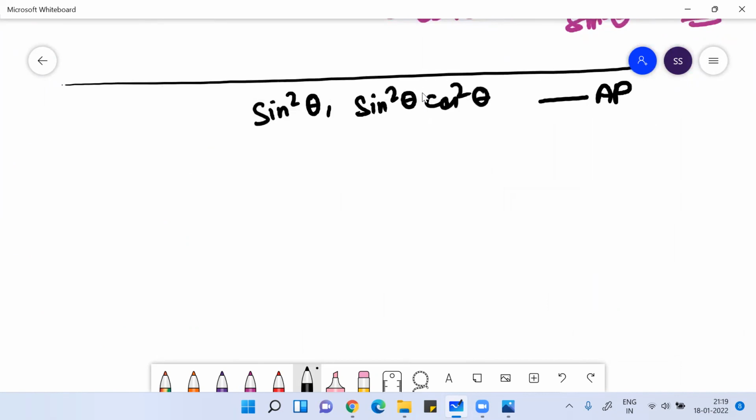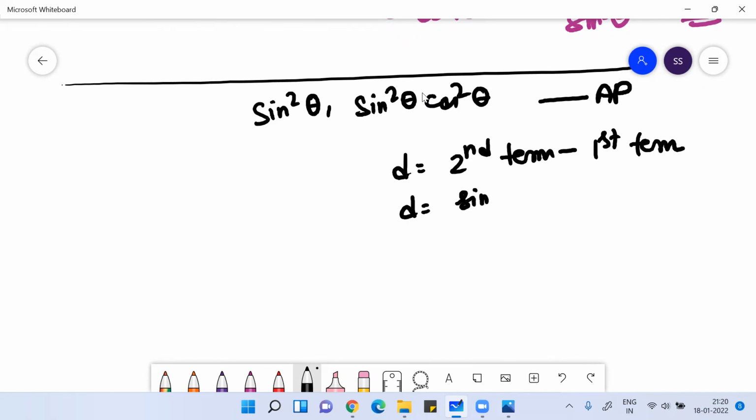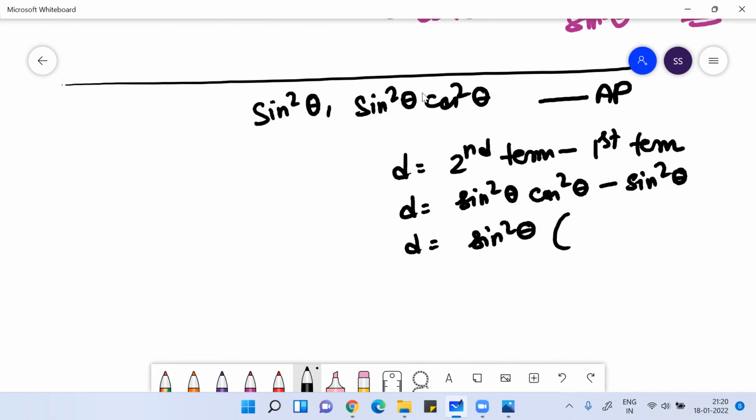If this is in AP, how do we find the common difference? The common difference formula is the second term minus the first term. I need to find this in terms of sine theta. The second term is sine square theta cos square theta, minus the first term, sine square theta. If I take sine square theta common, this is cos square theta minus 1.